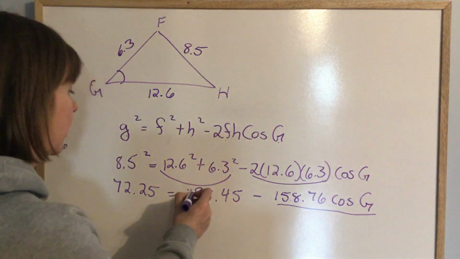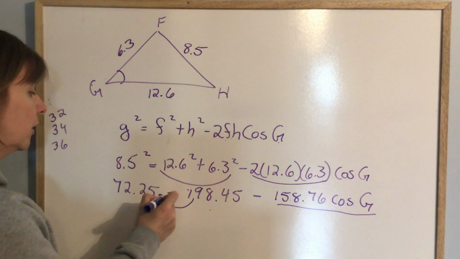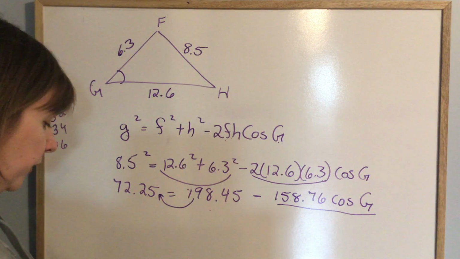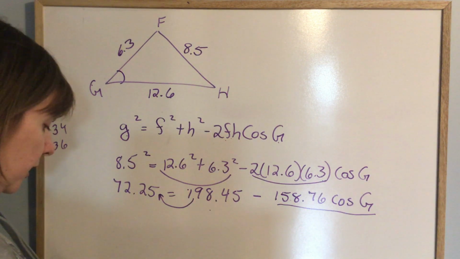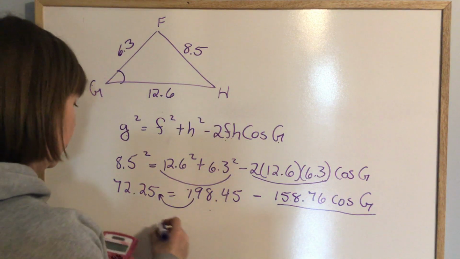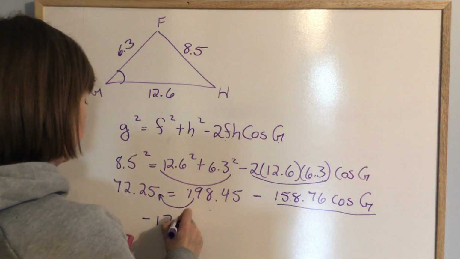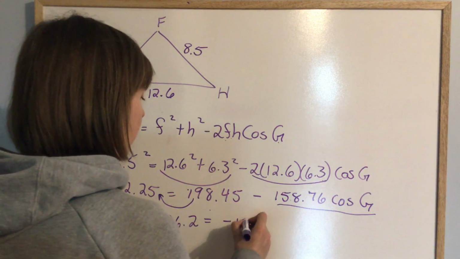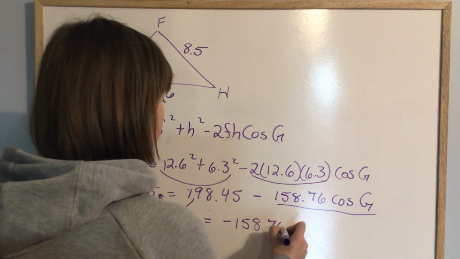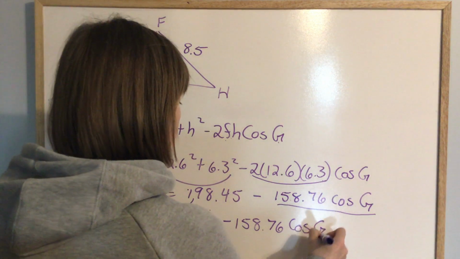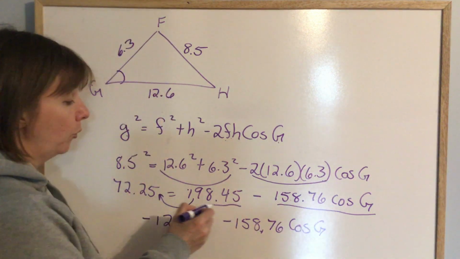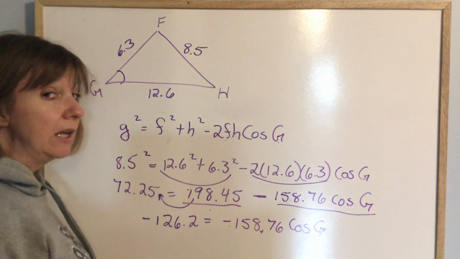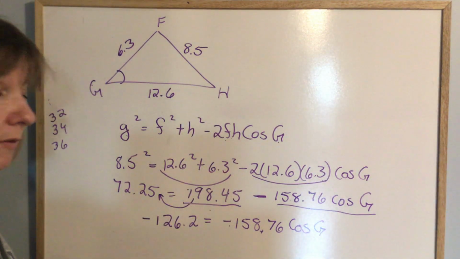So what I'm left doing is taking this, moving it over here, and subtracting it. So 72.25 minus 198.45 is negative 126.2, and that's equal to negative 158.76 cos of G. Again, I moved the 198.45. I did not move this minus, so it didn't go anywhere, right?